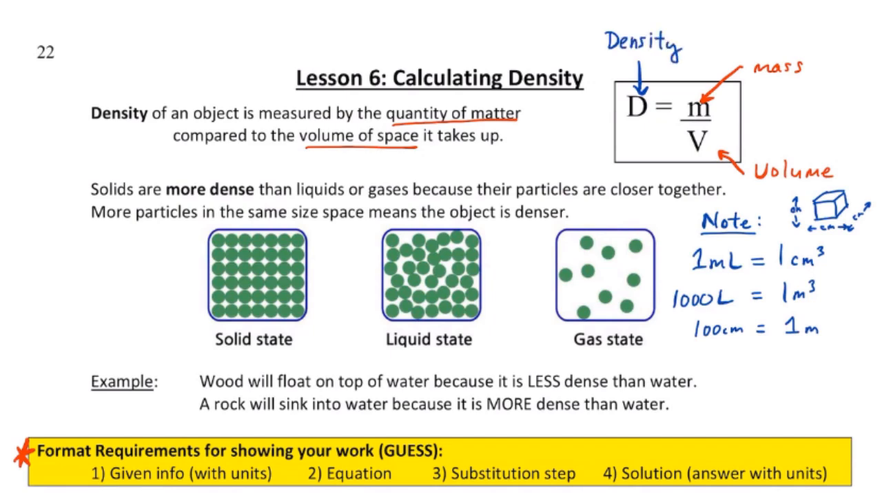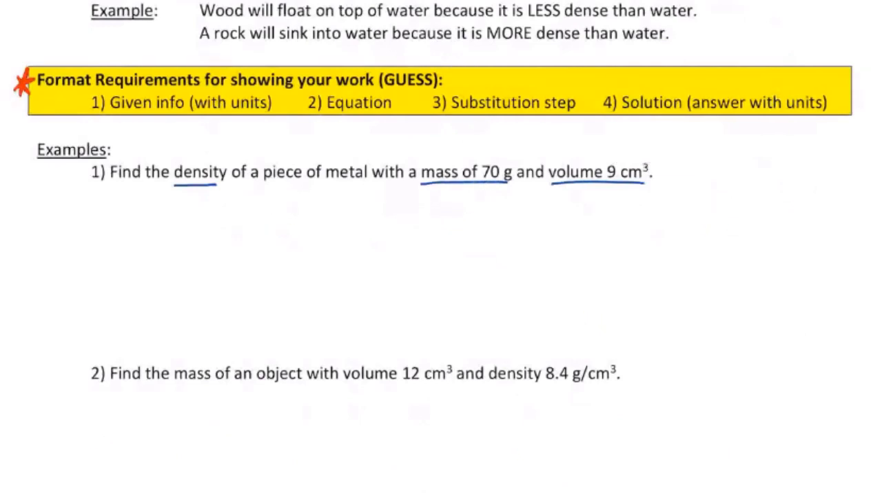Then you've got M for mass and V for volume. So those are the letters that we want to use to represent our numbers. So we have D, little m, capital V. What is the density? Well, that's actually our unknown. We don't know what the density is. That's what we're being asked to find. We know that the mass is the 70 grams. And we know that the volume is 9 centimeters cubed.